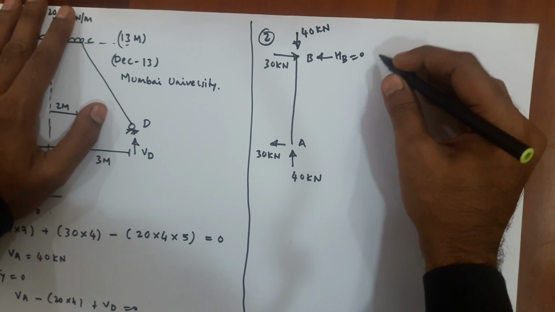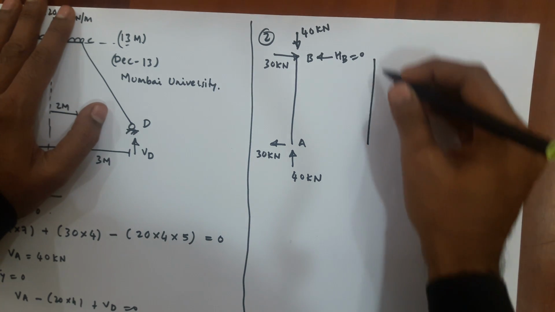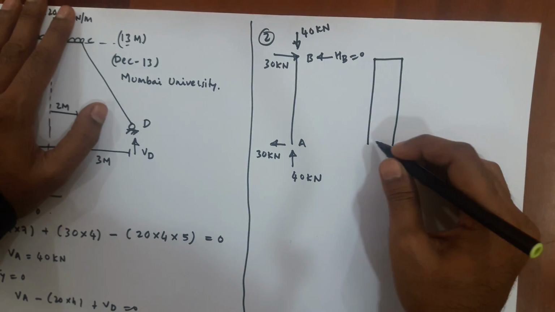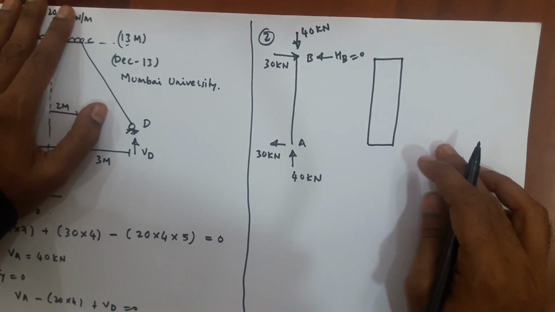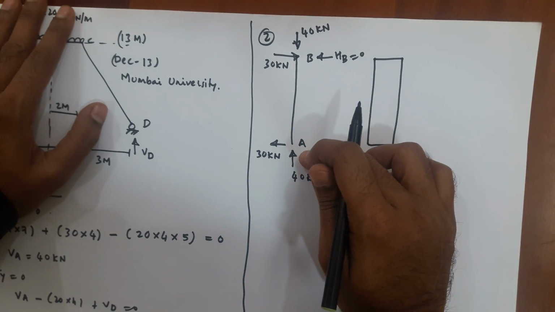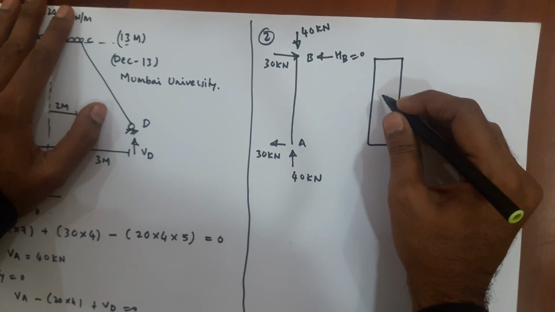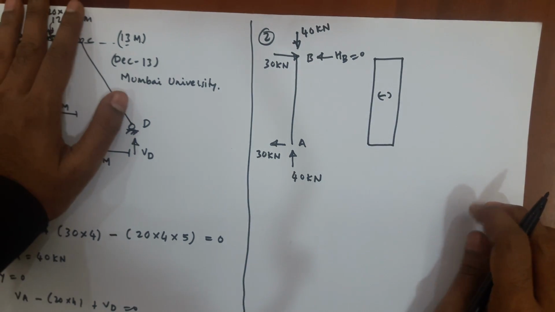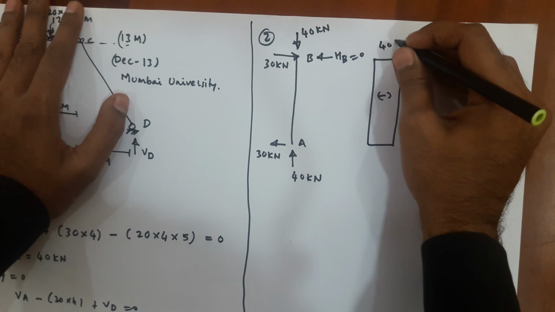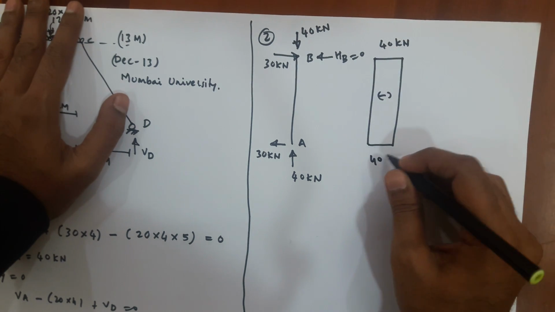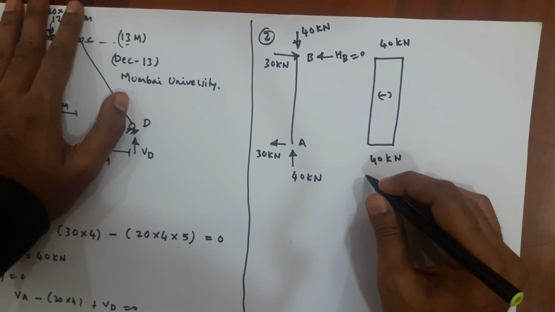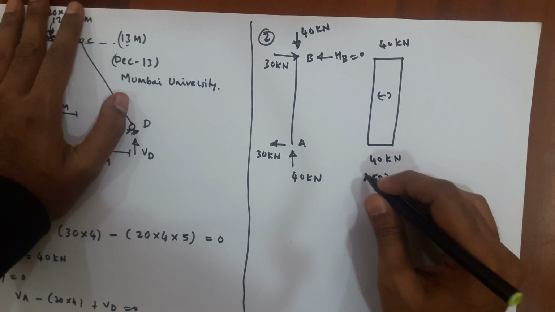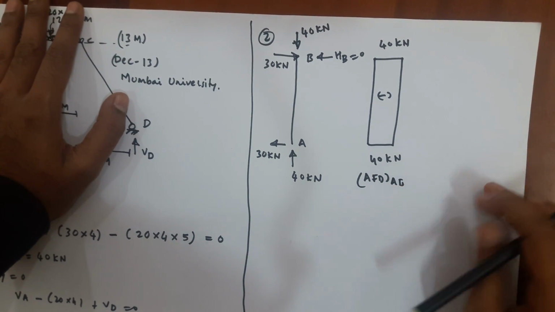Okay, so now you can draw the axial force diagram. The axial force diagram is constant throughout the member here, and this is compression in nature. So for compression axial force we indicate a minus sign here, 40 kilonewton, 40 kilonewton. This is the AFD, axial force diagram, for member AB.